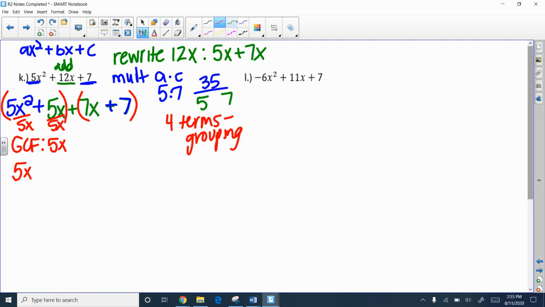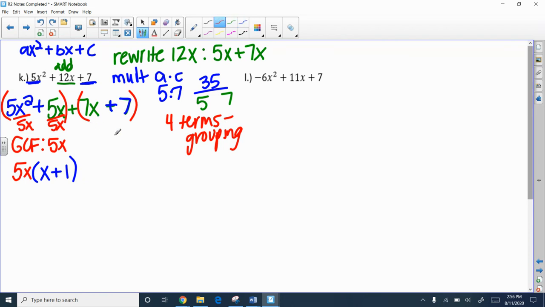So I have the 5x in the front, and then in the parentheses, 5x squared divided by 5x. That would just divide to give us x. Now right here, be careful, we're doing 5x divided by 5x. Something divided by itself is actually a 1. So even though they divide out, it's not a 0. 5x divided by 5x is 1. So for the first group, I have 5x times x plus 1.